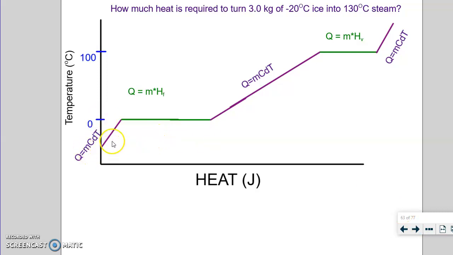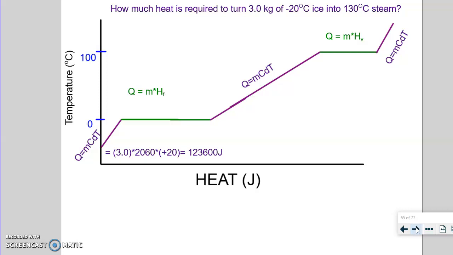Our first little interaction, Q equals MC delta T. We can plug that in. The mass is 3. The C for ice is 2060. And the temperature change, final minus initial, 0 minus negative 20 is positive 20. Be careful with your signs here. Gives us a heat value of 123,600 joules.